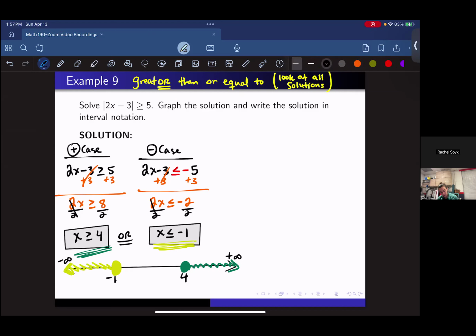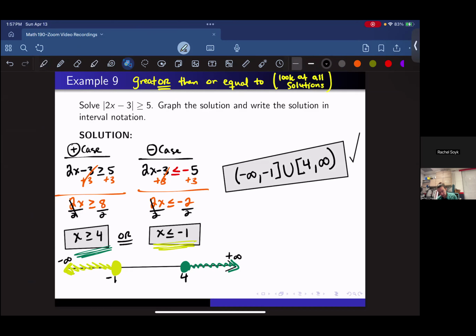So in interval notation, what does this look like? This looks like all values from -infinity to -1, hard bracket, because we are including it. And because it's "or," we have a union, hard bracket, 4, all the way up to +infinity, soft bracket. And we are done.